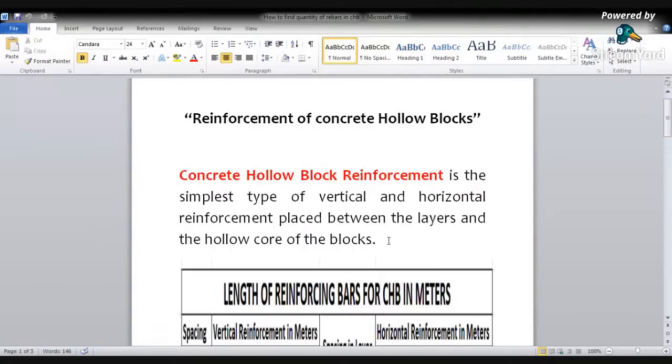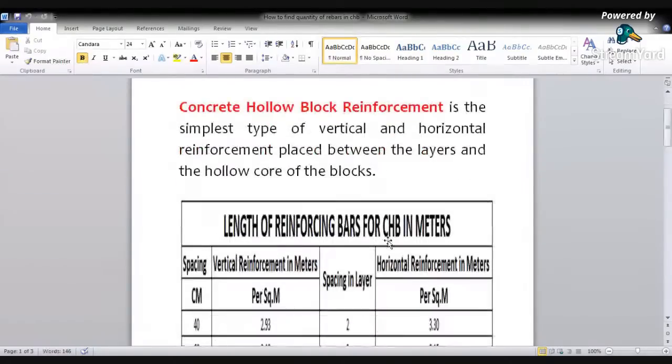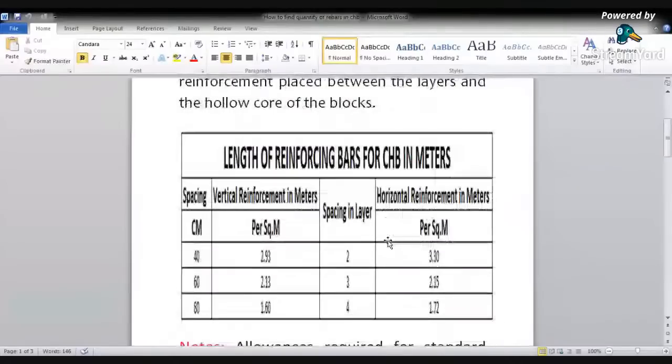So now let's go to the table. This table is a constant multiplier. For all the topics that I have regarding estimation, I have a constant table that needs no computation; just multiply directly and you can find the quantity. Here, this is the constant table for length of reinforcing bars for CHB in meters. This is for hollow blocks.